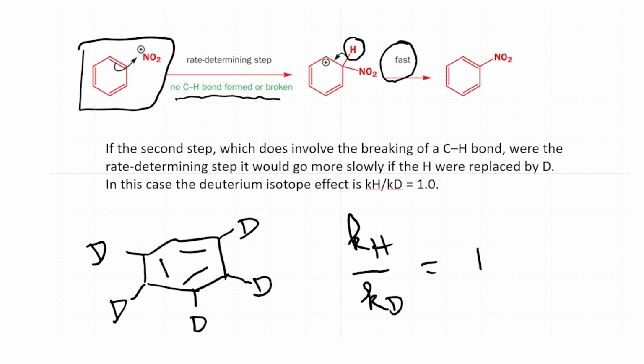So the primary hydrogen isotope effect can be used to understand electrophilic aromatic substitution reactions, because it supports the mechanism that we have proposed, where the rate determining step is the first step. The primary hydrogen isotope effect being 1 tells us that the carbon-hydrogen bond is not being broken in the rate determining step, but is being broken after the rate determining step.